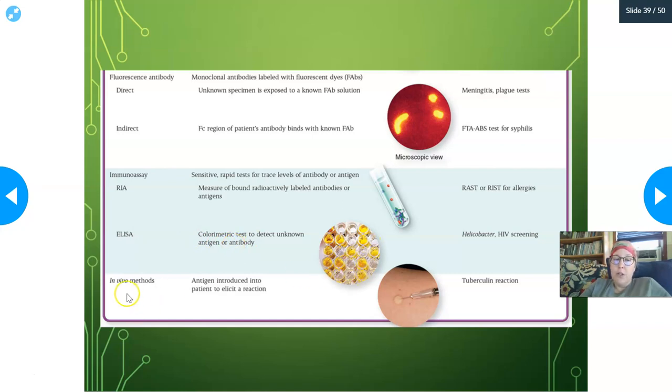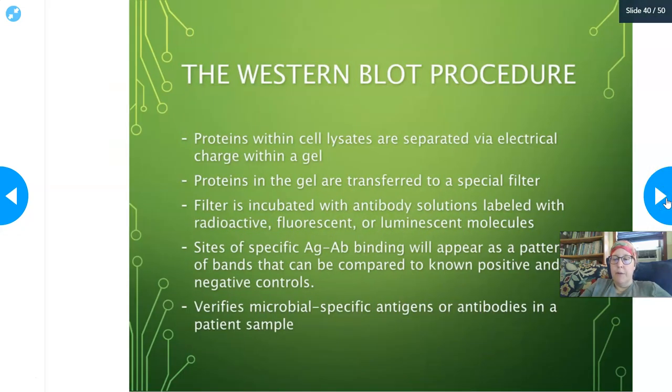And then there are a few in vivo methods. The TB skin test would be one of them, where you inject a purified protein derivative of the tuberculin protein. If you have antibodies to it, there will be a reaction. If you don't have any antibodies to it, there will not be any reaction. And you need to give it a couple of days for that to happen and to get the reaction.